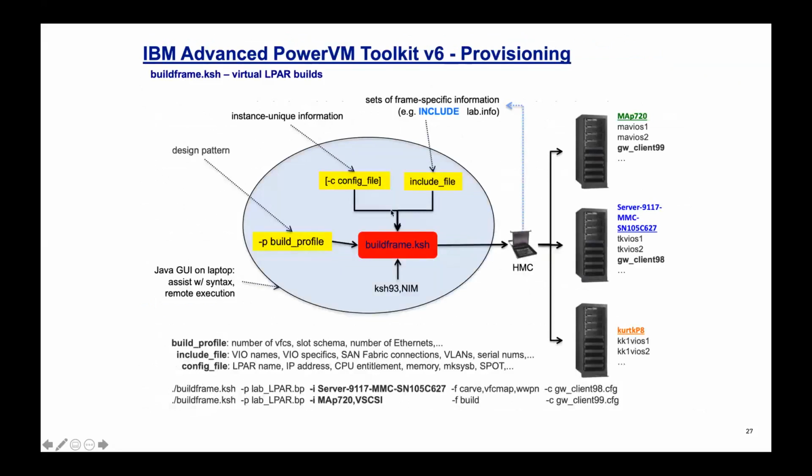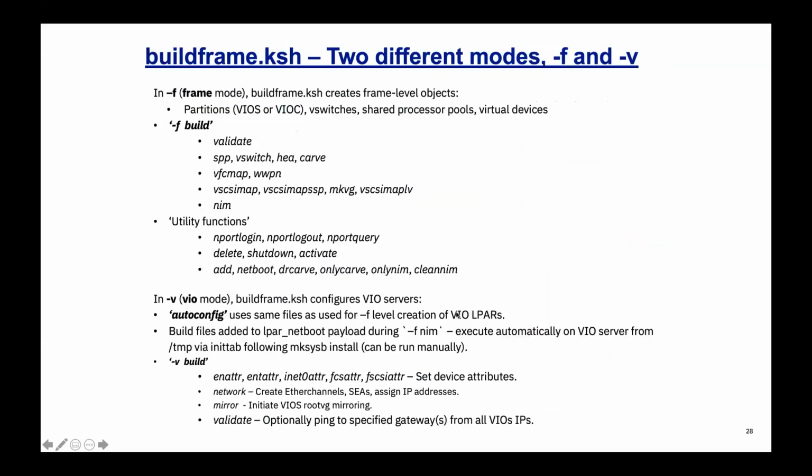So the build frame accepts three different input parameters: build profile, config file, and include file. The build profile is a design pattern, the config file is instance-unique information, and the include file provides the set of frame-specific information. If you are deploying the same skeleton over multiple different frames, it is possible using build frame. Build frame has two different modes, -f and -v. -f stands for frame level, against the frames, and -v is against the virtual AIX server mode.